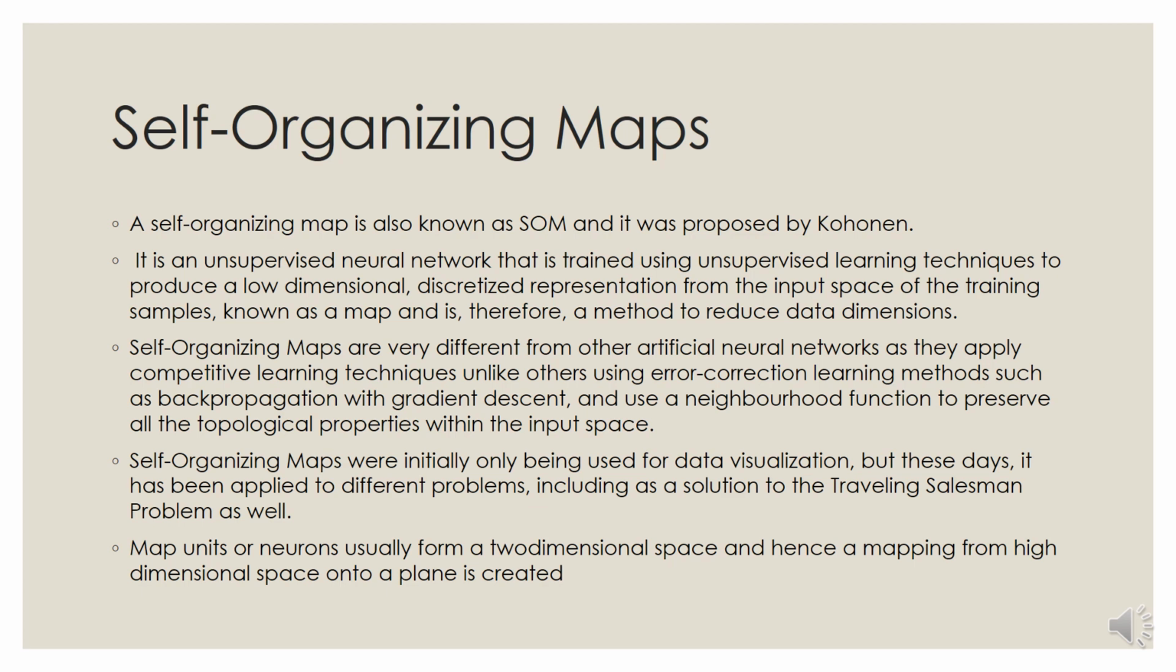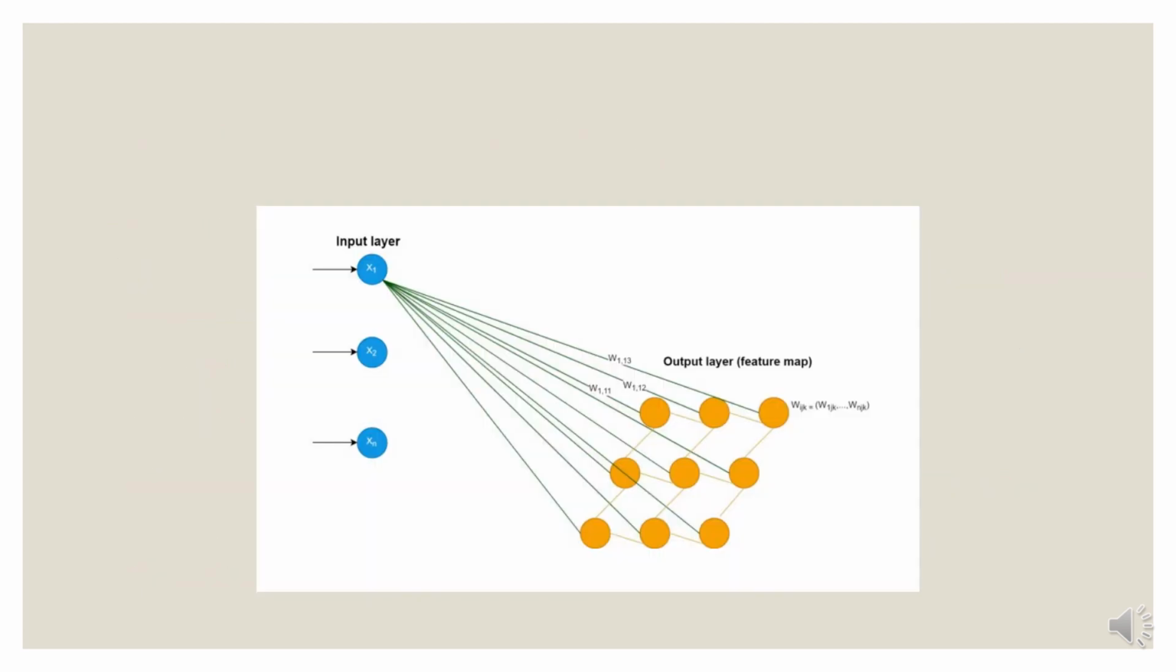This map was initially only used for data visualization, but these days it has been applied to different problems, including as a solution to the traveling salesman problem. The map units or neurons usually form a two-dimensional space, and hence a mapping from high dimensional space onto a plane is created. So, you can see this is the layer of a Kohonen map.